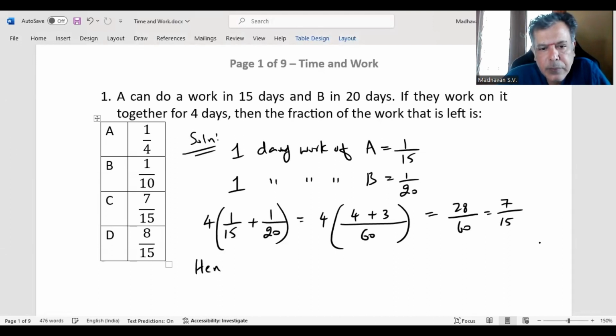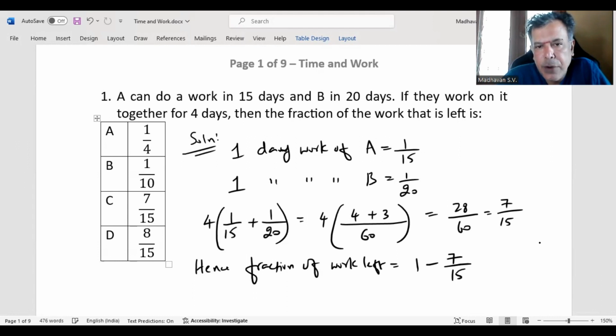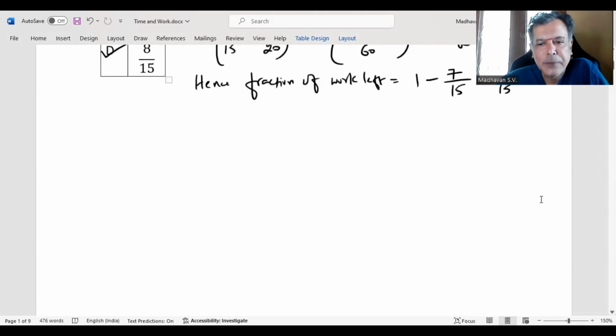Which means, for the fraction of work left: hence, the fraction of work left will be the whole work, which is considered to be 1, minus this fraction, the work completed in 4 days. So that will give us 8 by 15. So the right option is option D. Let us move on to the next question.